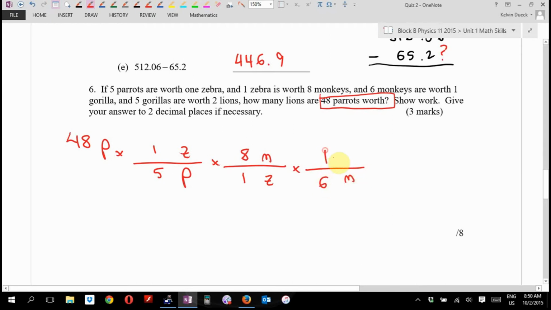6 monkeys are worth 1 gorilla. Now I want gorillas to cancel. Apparently, 5 gorillas are worth 2 lions. Why would that be dumb to write as my abbreviation for lions? Yeah, when I come back later, I'm going to type 21 like an idiot. I don't want to do that. So whenever I have to use an L, I'll always do that.